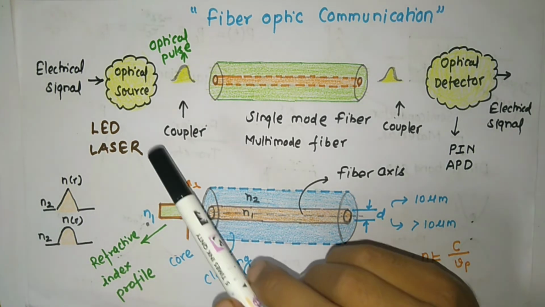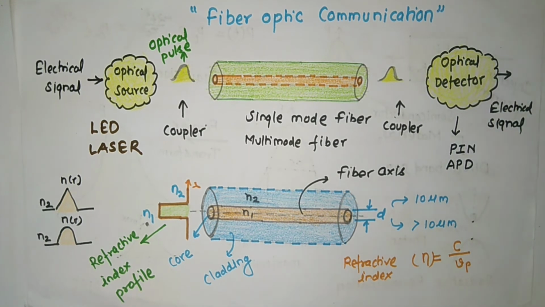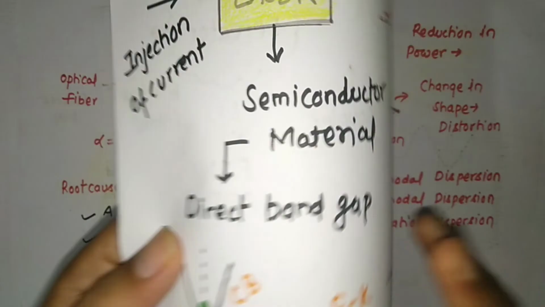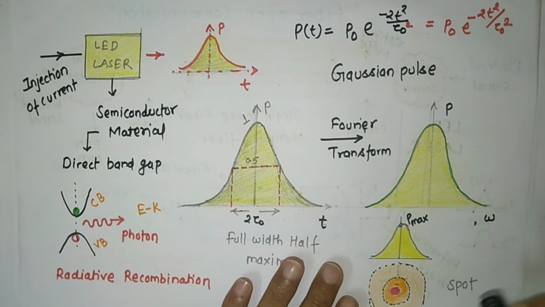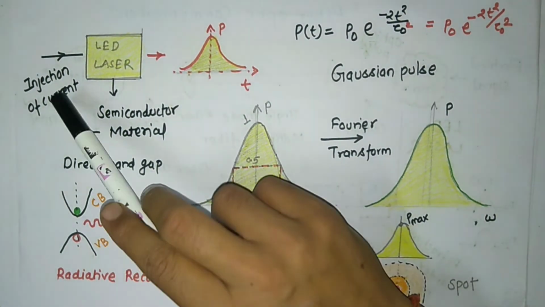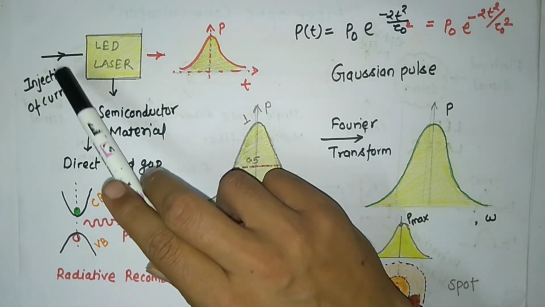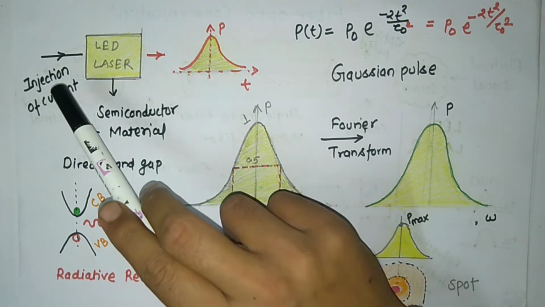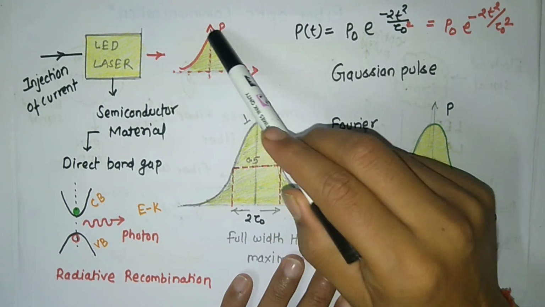So let's talk about optical source. In this lecture I will briefly explain all the components of the optical communication system. So what is optical source? Actually, optical source is a device which converts the electrical signal to optical signal. Electrical signal means injection of current. Current is related with electron. This device has been converted electron to photon, and this type of shape is known as Gaussian shape.